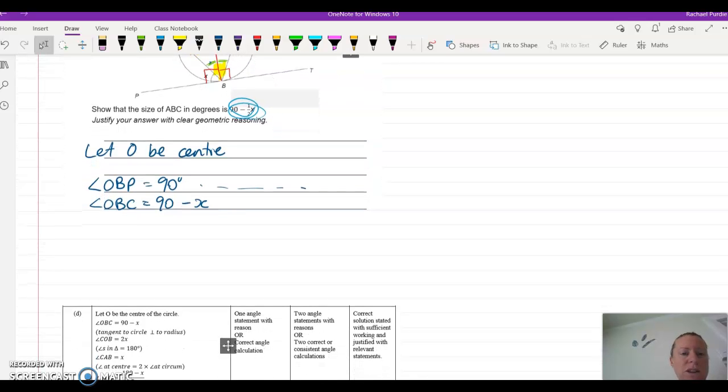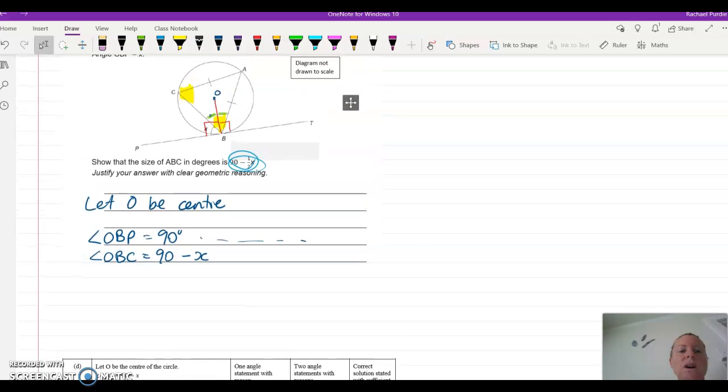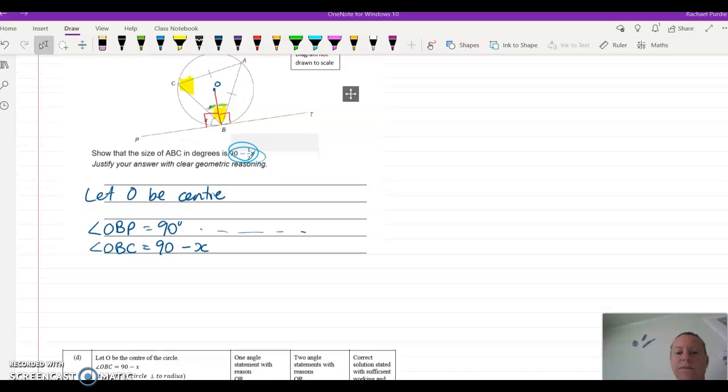So what have we got? What do they do in there? Angles in a triangle 180. COB is 2x. COB is going to be 2x. Oh, all right. Yeah, this is a goodie. Okay, so I've got it.